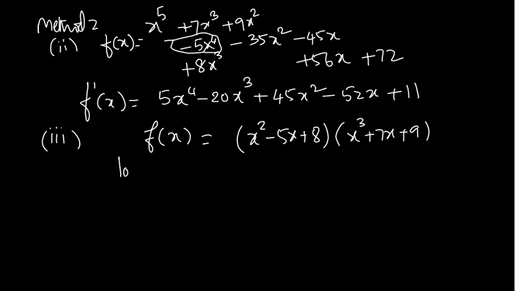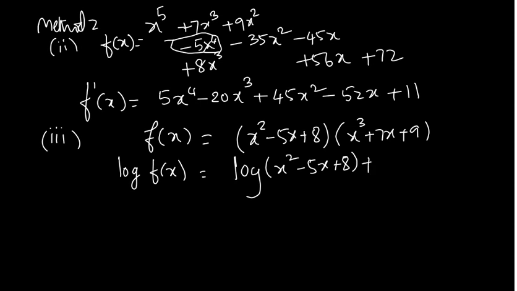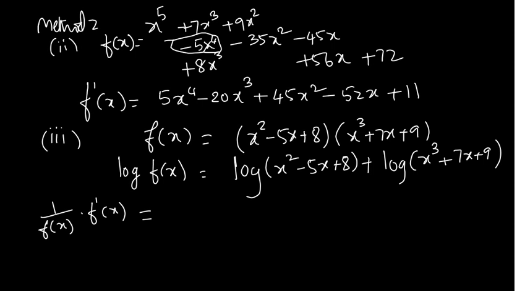Then differentiating both sides, 1 divided by f of x into f dash x equals, for this, differentiation is divided by x squared minus 5x plus 8, and differentiation of this is 2x minus 5, plus 1 divided by x cube plus 7x plus 9, and by chain rule, differentiation of this is 3x squared plus 7.